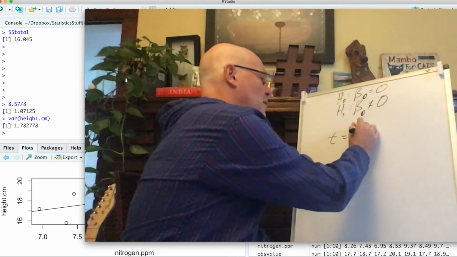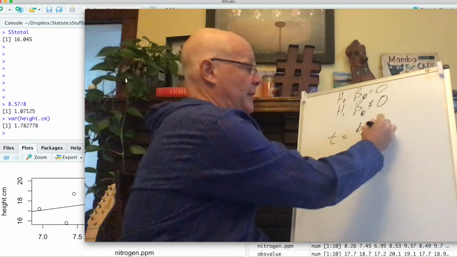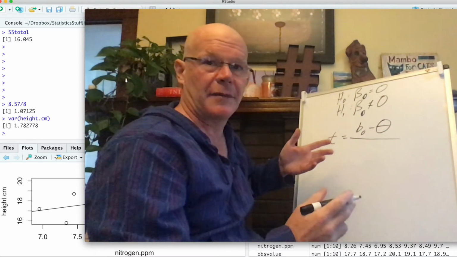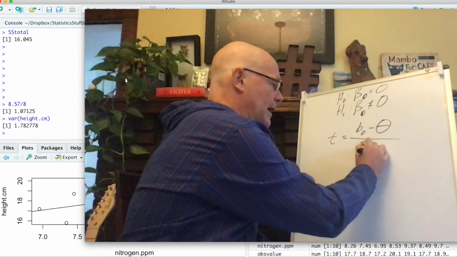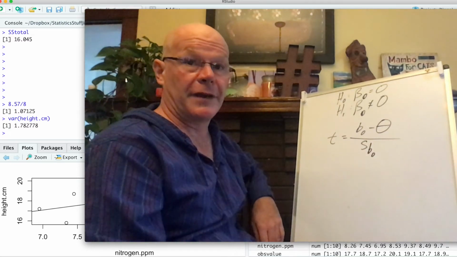And so what would we do? Well, we would take our observed value of the intercept minus some theta, which usually is 0 but could be anything we wanted, divided by the standard error around our estimate of the intercept.